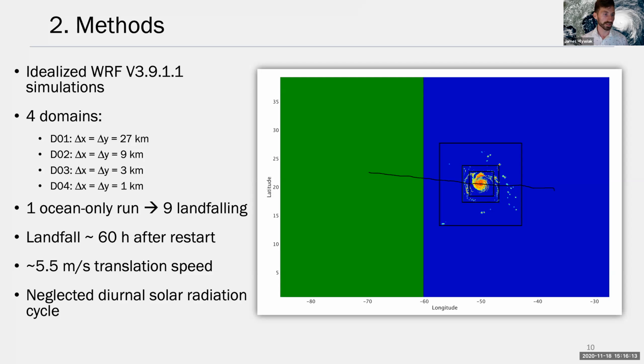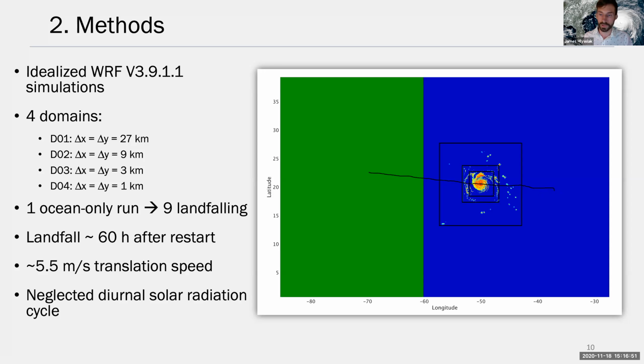I used 4 domains here, with the innermost domain being a vortex-following domain featuring a resolution of 1 kilometer. It's 480 by 480 kilometers over the center. I started off with 1 ocean-only run with no land. And this track here, this horizontal-ish line, represents the track of that ocean case. It was initialized in the eastern part of the domain, and I allowed it to move westward with an easterly steering flow over the course of 8 days. Over this time, it reached approximately Category 5 status.